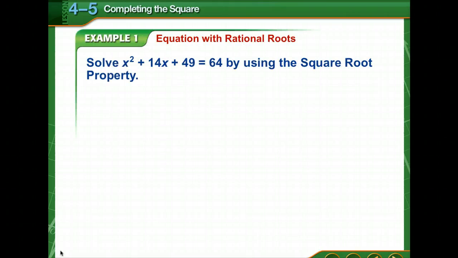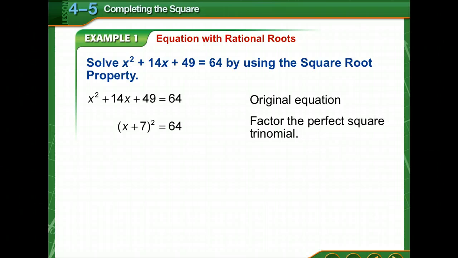You have solved equations like x squared minus 25 equals 0 by factoring. You have also used the square root property to solve such equations. Now we're going to find the solutions to equations with rational roots by using the square root property. So this is our original equation. Notice that this is a perfect square. So x plus 7 squared is equal to 64.